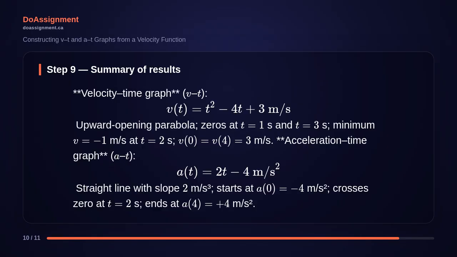To summarize, the velocity function is a parabola opening upward with zeros at 1 and 3 seconds, a minimum of negative 1 meter per second at t equals 2 seconds, and endpoint values of 3 meters per second. The acceleration function is a straight line running from negative 4 meters per second squared at t equals 0, crossing 0 at t equals 2 seconds, and reaching positive 4 meters per second squared at t equals 4 seconds.